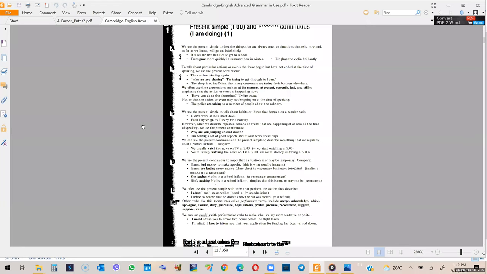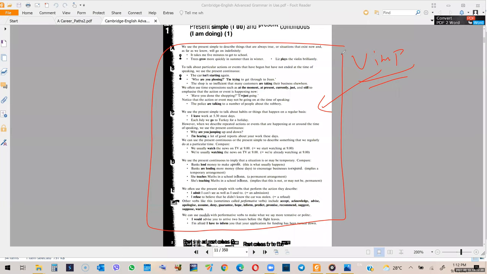And all the rules are here. So this is very important. So everything in this page, this is what we have for the present simple and present continuous. Anyway, thank you for your coming.